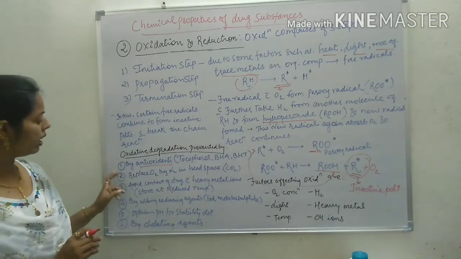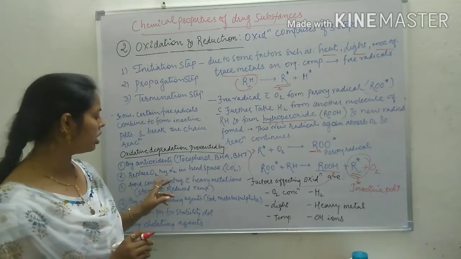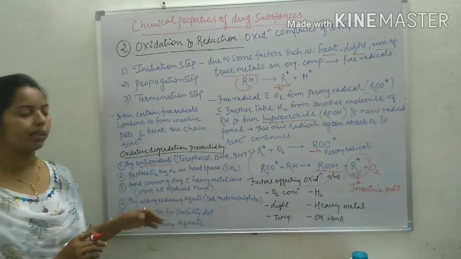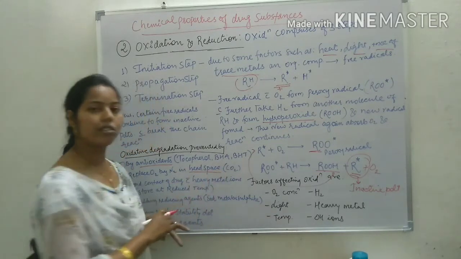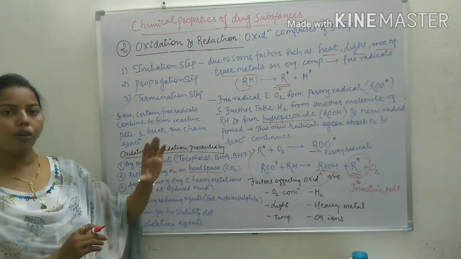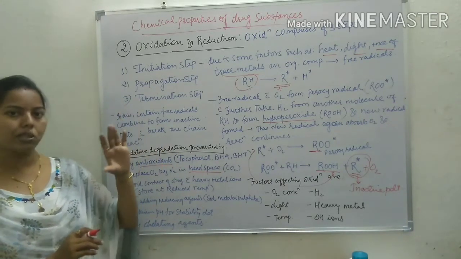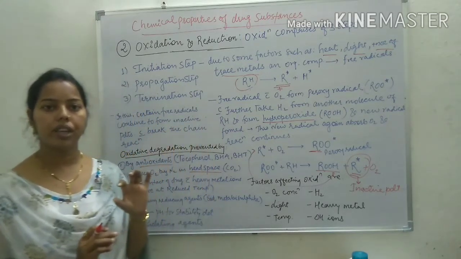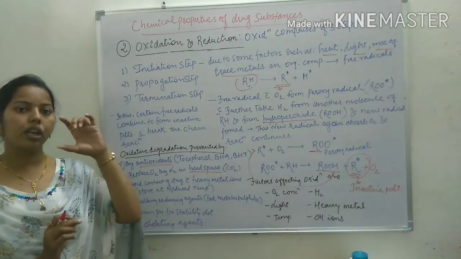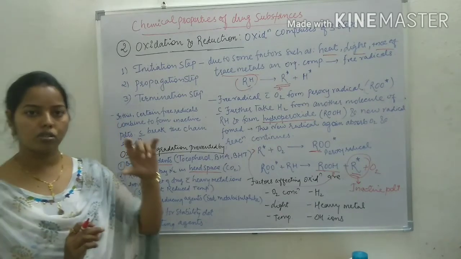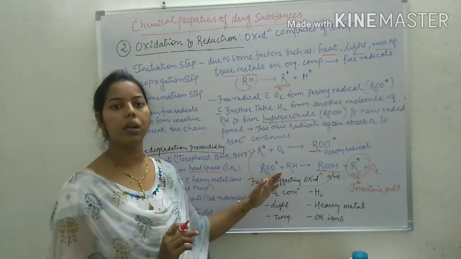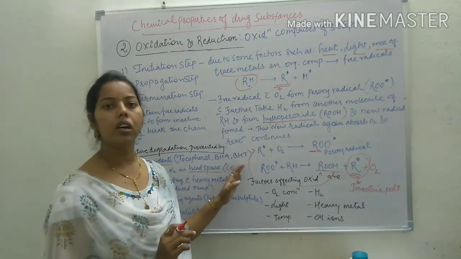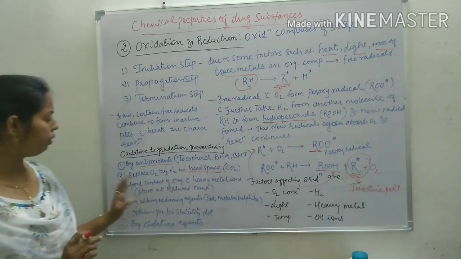Then the second thing is the replacement of oxygen by nitrogen or carbon dioxide in the head space. Head space is the blank space of the package container in which oxygen is present. So in the head space of the container we can replace the oxygen with nitrogen or carbon dioxide. By replacing this oxygen we can reduce the oxidation rate in the formulation.